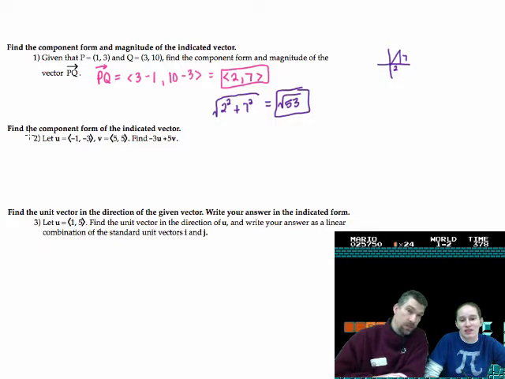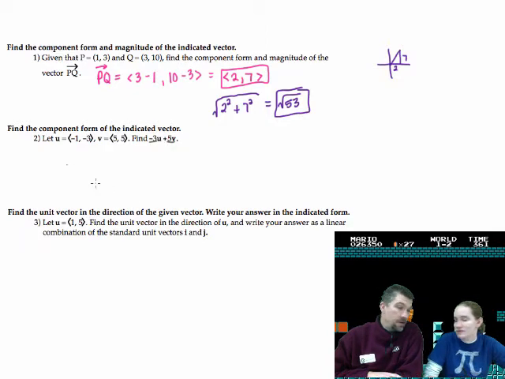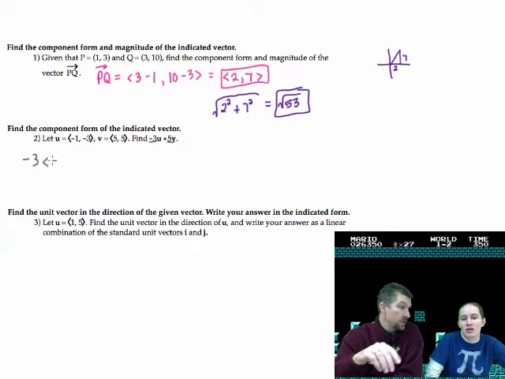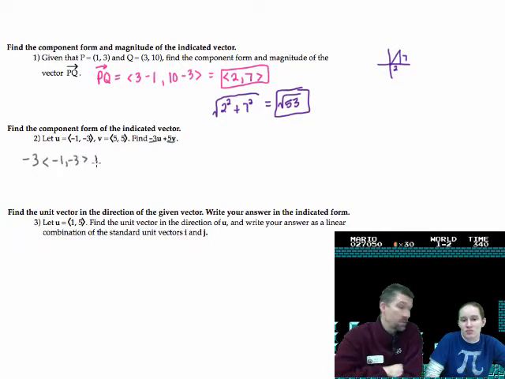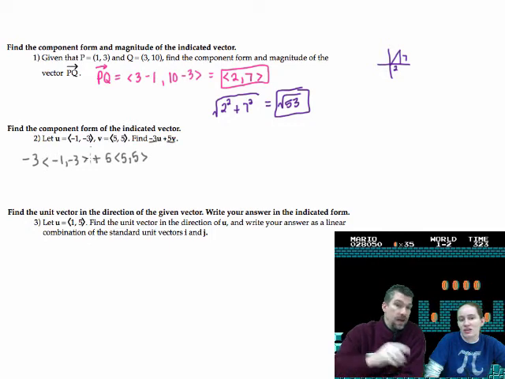Okay, all right. So now find the component form of the indicated vector. They give us u and v, and they want us to find negative 3u plus 5v. And so those are scalars, which means that the negative 3 multiplies with all the numbers inside the component form of the vector, and the 5 multiplies with all the numbers inside the component form of the other vector. We could write it like this, where I just stuck u and v in, and then just distribute.